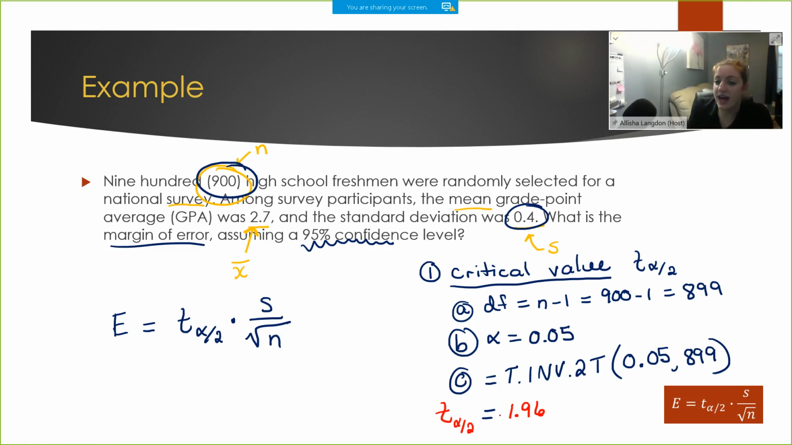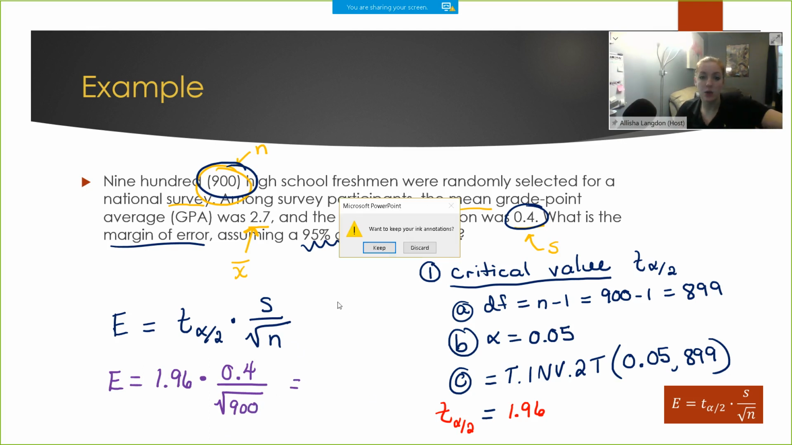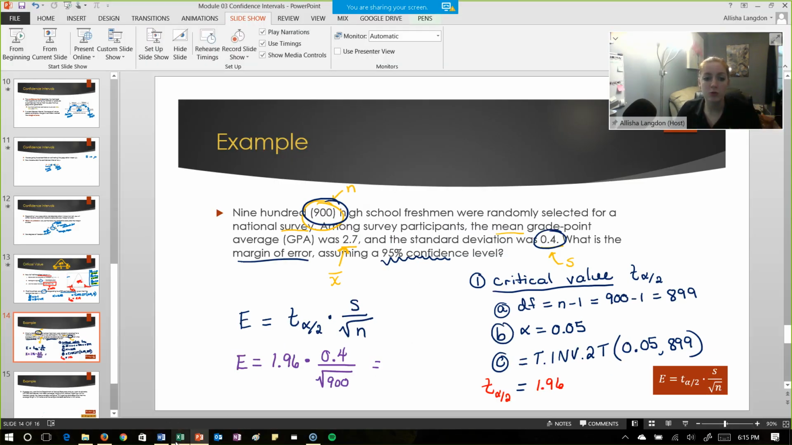So now that we have that T of alpha over 2, we can use it to find our margin of error. So to do that, let's plug it in. So E equals T of alpha over 2 is 1.96 times our S, the sample standard deviation, which they gave us, 0.4, excuse me. And then we're going to divide that by the square root of N. Our N is 900. So I want to show you how to type this in your Excel sheet using reference cells.